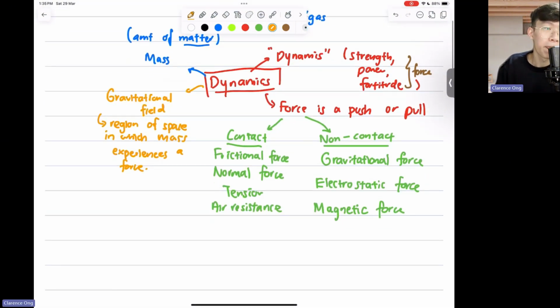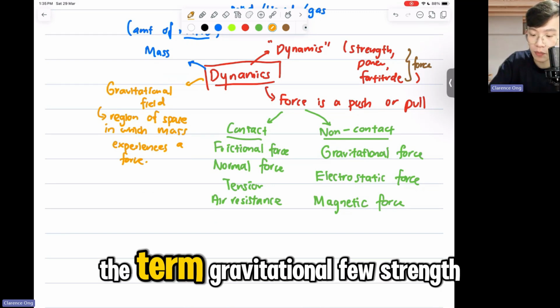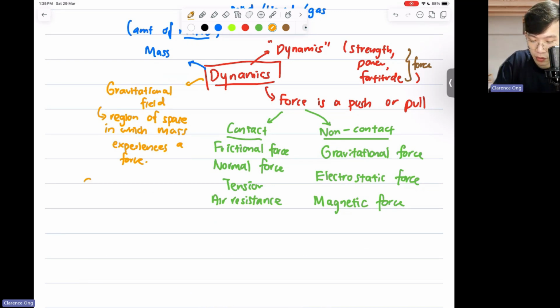Okay, that's about it. When we want to measure how strong a field is, we are going to use the term gravitational field strength.